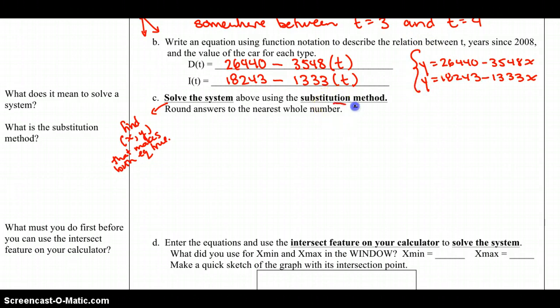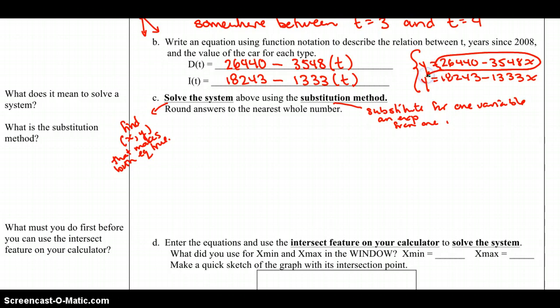Okay, so substitution means to substitute an expression from one of these equations into the other one. So they're both solved for y. So again, we can just take this expression that's equal to y, and we're going to substitute it in the second equation, since again, if these lines cross somewhere, they share this common y value at that point.